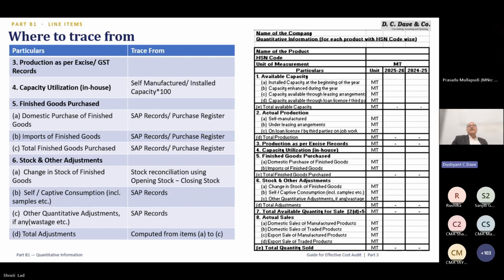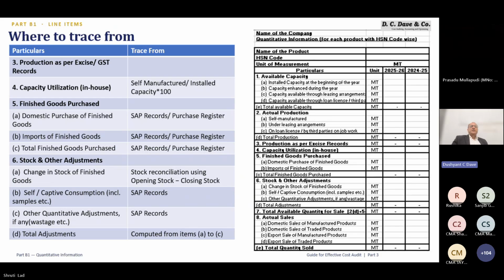Now, there is a line item in our pro forma B1 called production as per GST records. I'm not speaking of excise, though it is showing in the format. Although the GST regime has replaced central excise for most industries, certain sectors continue to maintain excise records. Even where excise is not applicable, companies often maintain statutory production registers. So these records serve as an independent verification source.